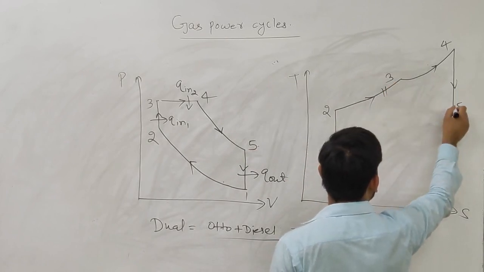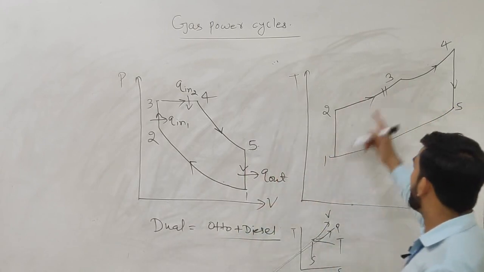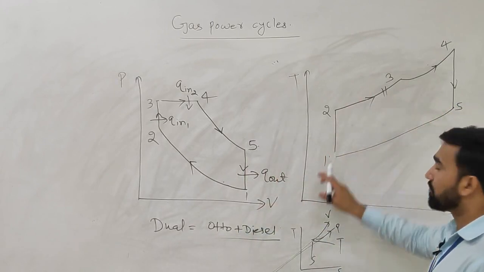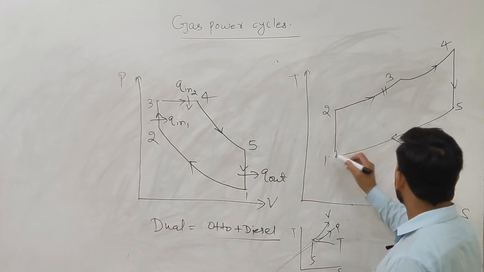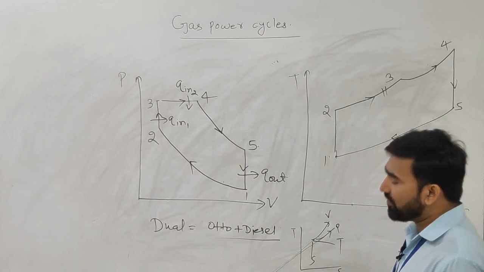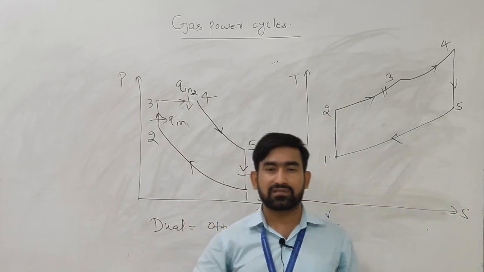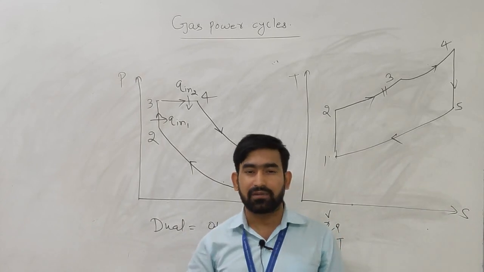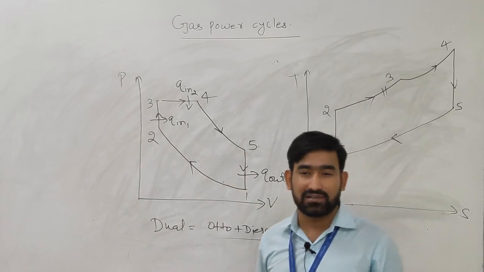2 to 3 will look like this, because 2 to 3 and 5 to 1 are both constant volume processes. This is a constant volume process. Now what we will see is how the efficiency and the temperature and pressure at all the salient points can be drawn in the case of PV and in the case of dual cycle.